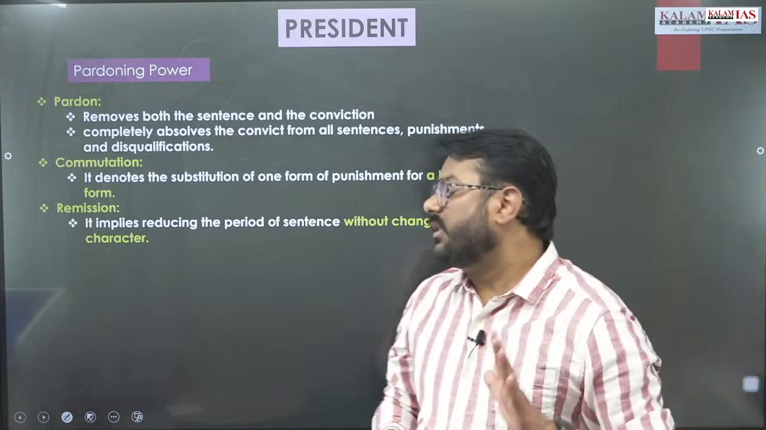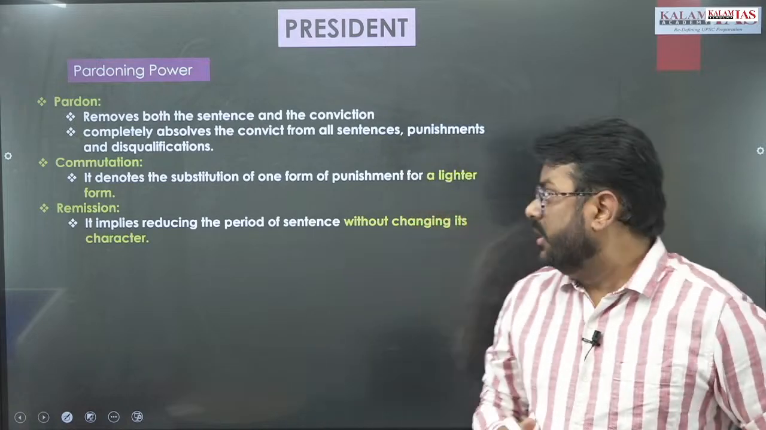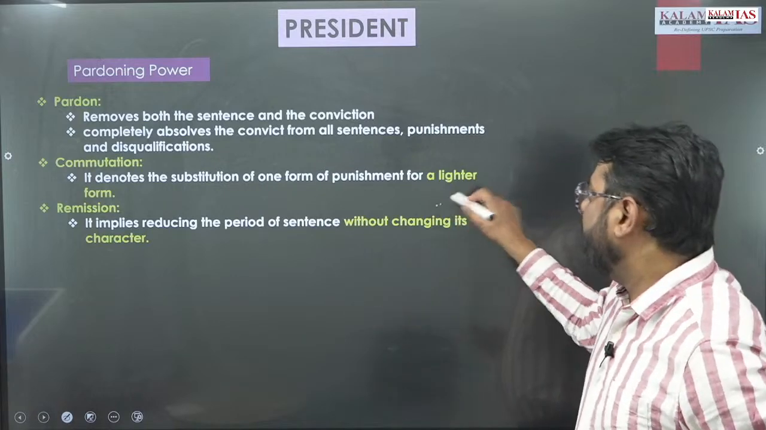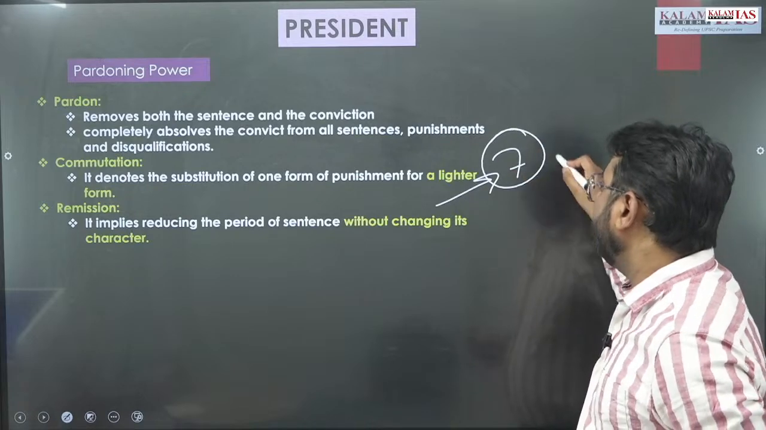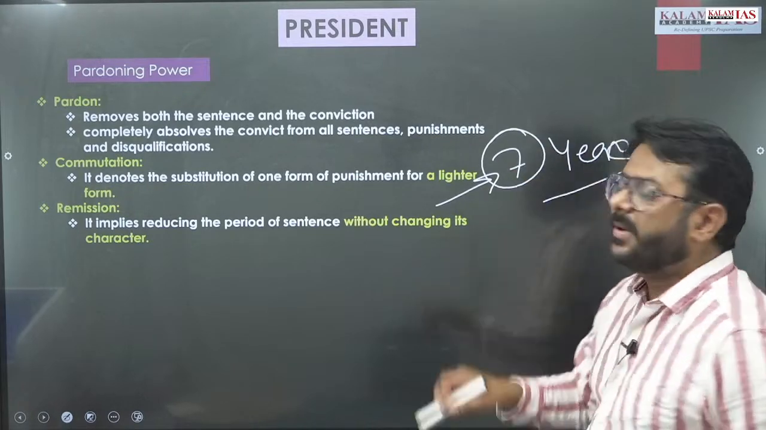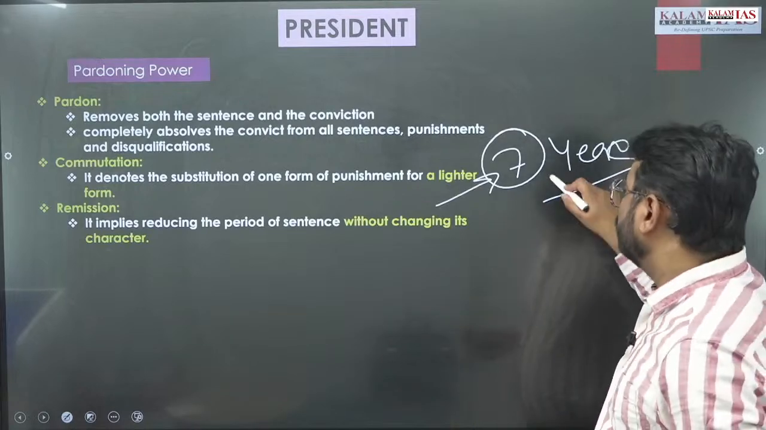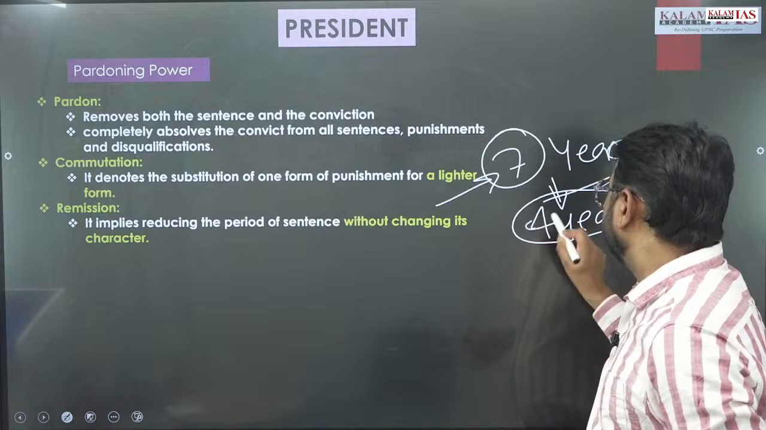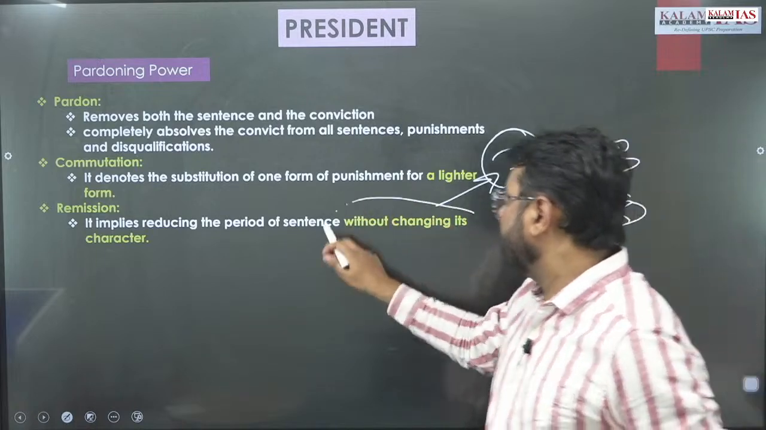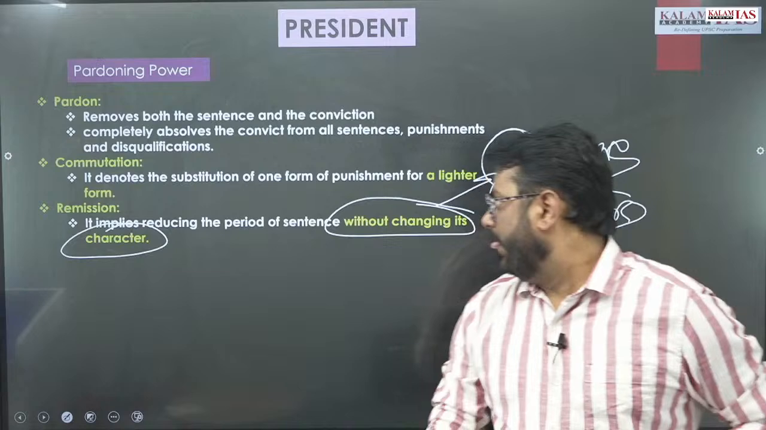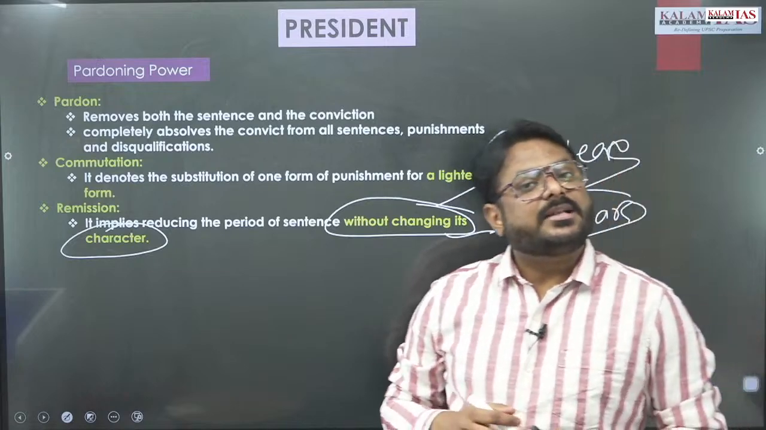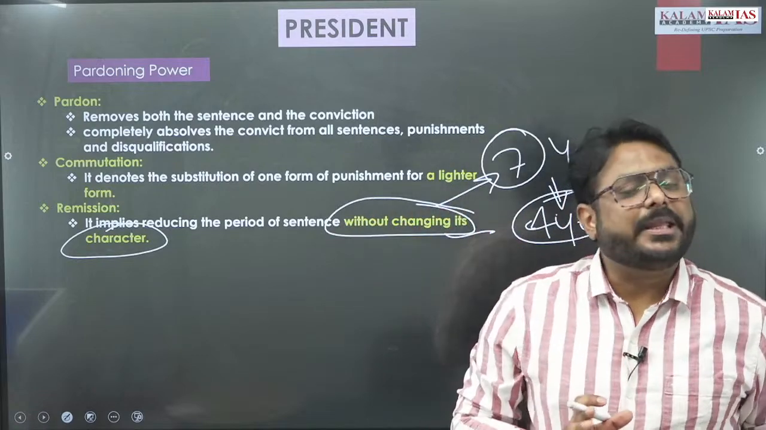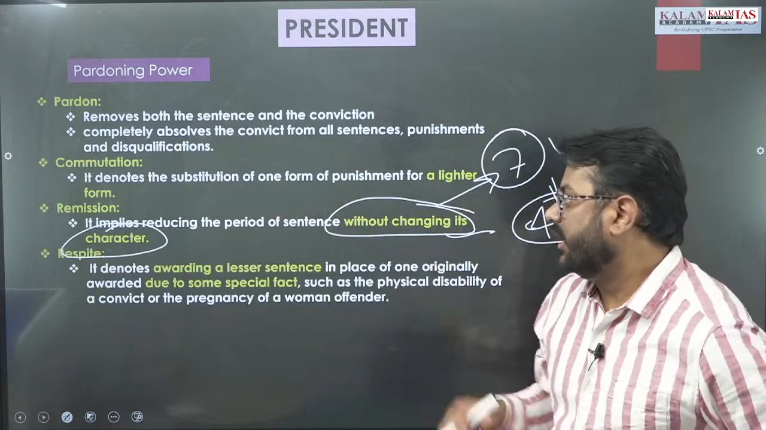Remission will be reducing the period of the sentence without changing the character. What does this mean? For example, if any person has to serve 7 years of rigorous imprisonment, it can be reduced to 4 years of rigorous imprisonment. So please remember that there is no change in the character. The character of the sentence will not change, but its time period can be reduced. So that will be remission.